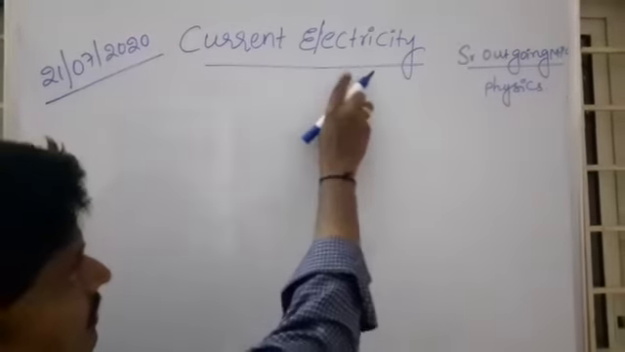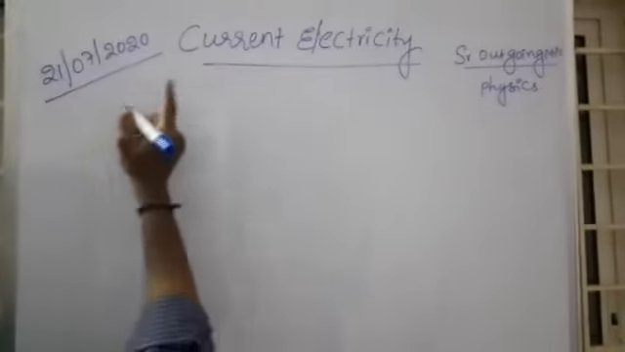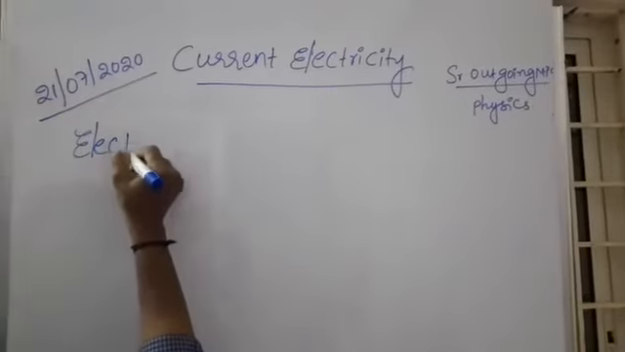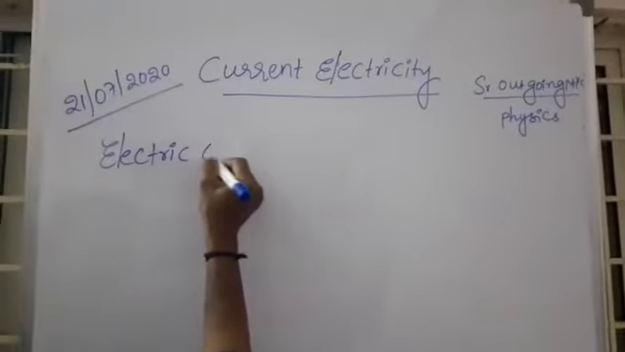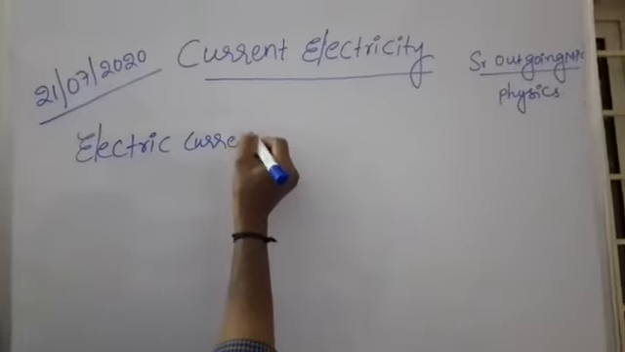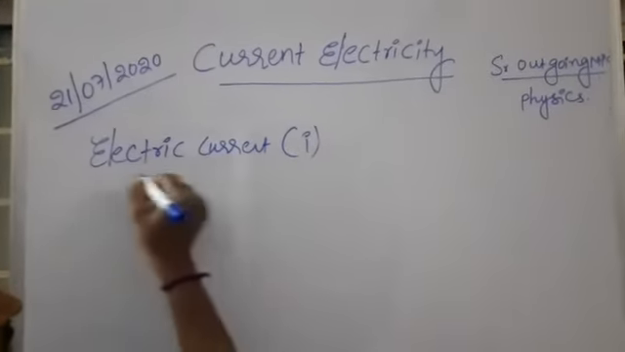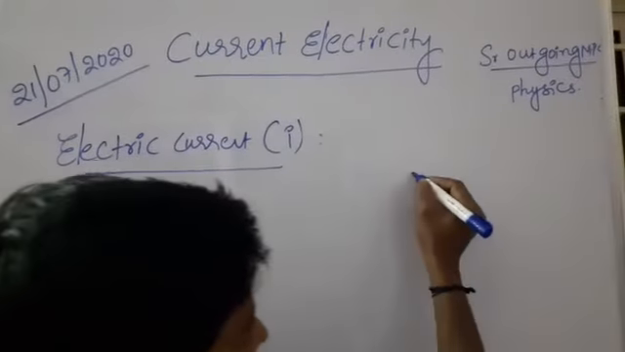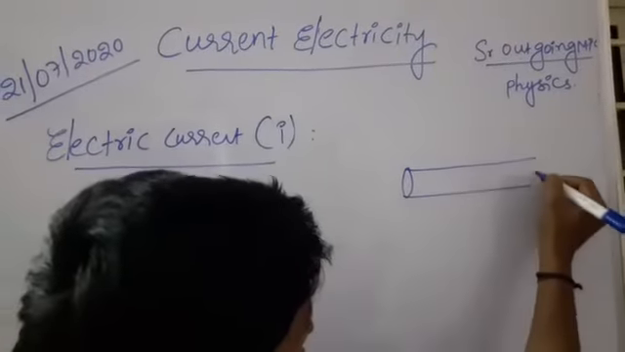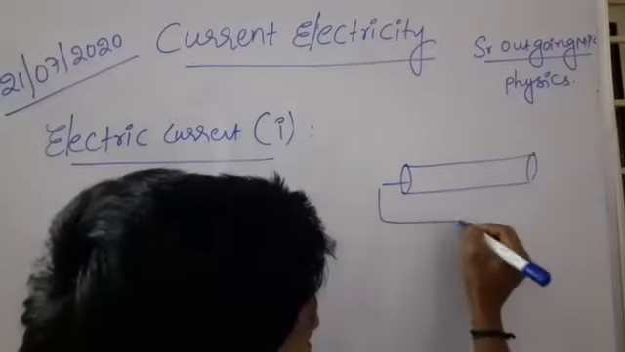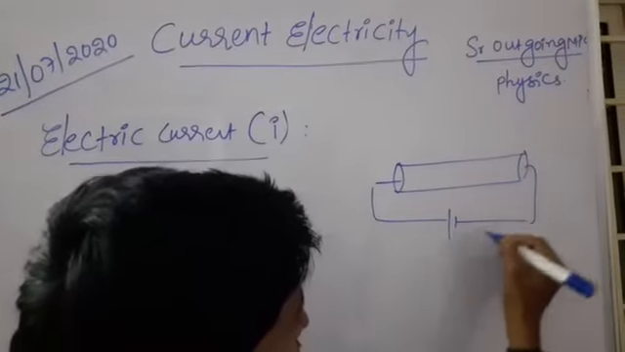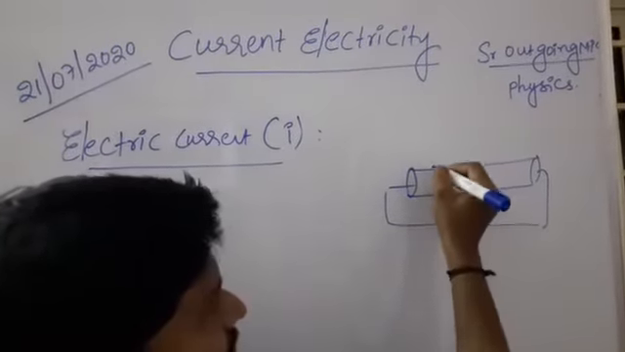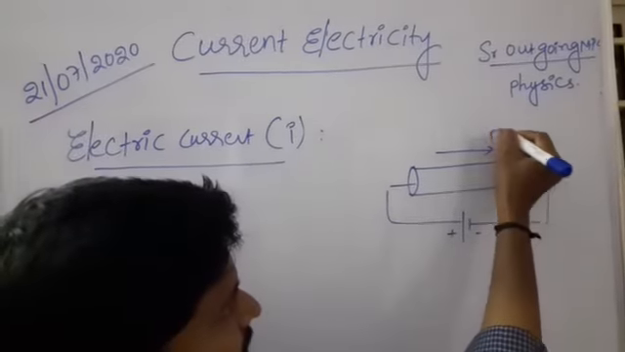Today's topic is current electricity. In this topic, first, what is electric current? Electric current is indicated with the letter I. It is the flow of charge through any cross section of the conductor per unit time. This is a conductor, and we can connect it with a battery. This is the applied electric field direction.